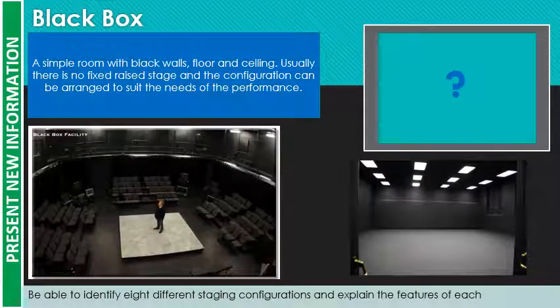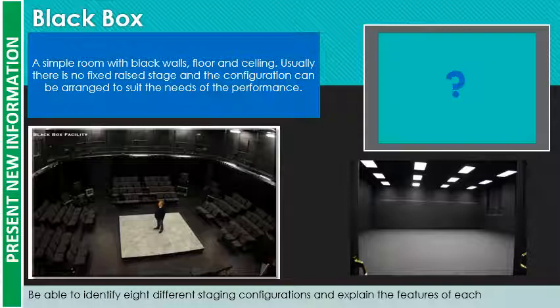The next configuration to be aware of is called a black box. A black box is a simple room with black walls, floor and ceiling. Usually there's no fixed or raised stage area, and the configuration can be arranged to suit the needs of the performance. In the diagram that I have provided you this time, I put a question mark in the middle because a black box studio, as you can see just below the diagram I've given you, is a neutral space. It's meant to be an empty space that you can decide how it is configured.